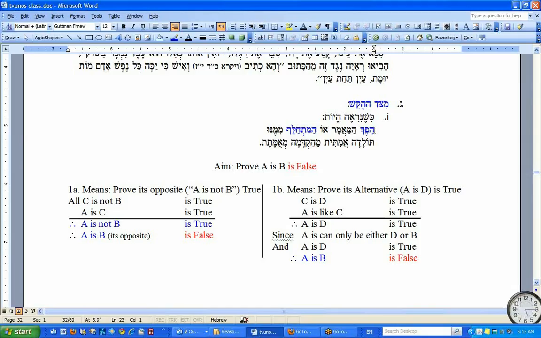Or I prove that it's lukewarm, for instance. It doesn't have to be its opposite. It could be just not what you said, different. It's not diametric opposite, so it also could be false. So those are the two ways.